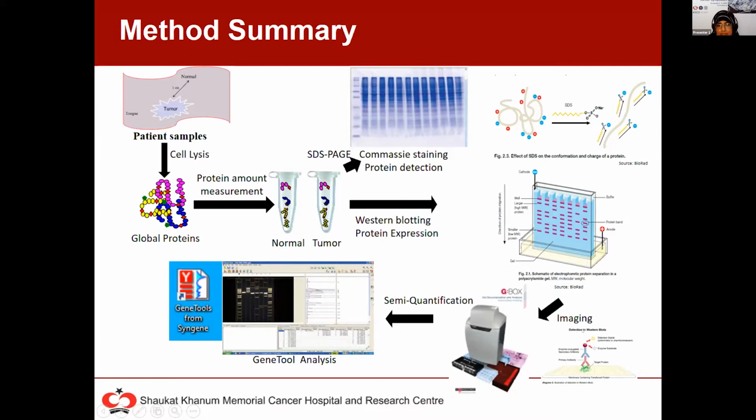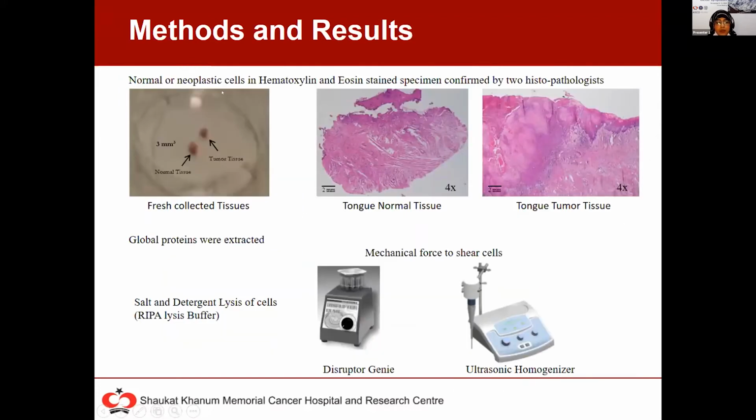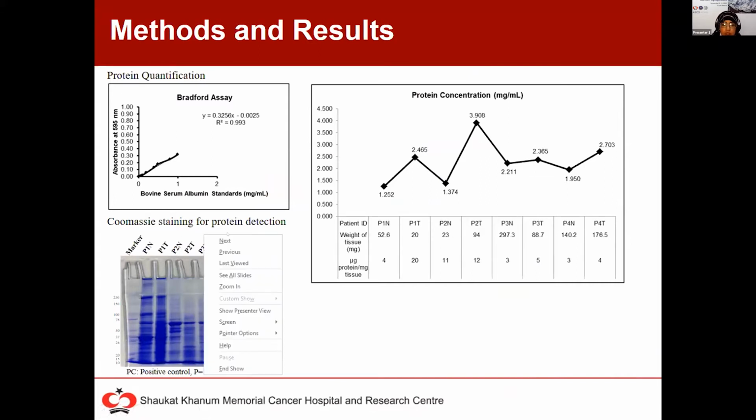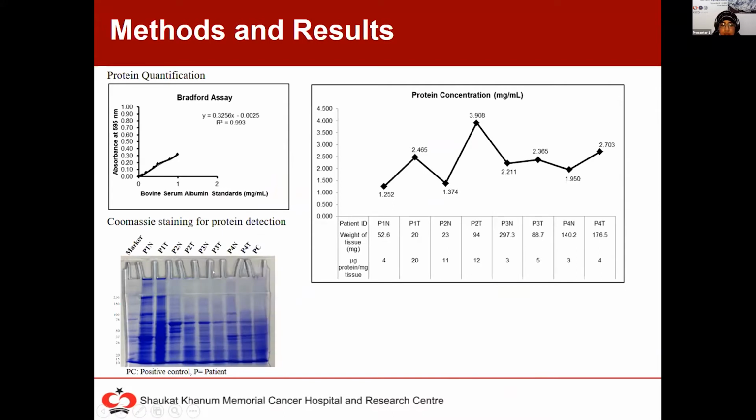We added the ECL Prime reagent to the blot. It fluoresces the bands, which can be calculated by GBox GeneTools analysis. Normal or neoplastic cells in H&E stained specimens were confirmed by 2 histopathologists. Global proteins were extracted by chemical and mechanical force to shear the cells. We performed the Bradford assay for protein quantification, and chemistry staining was performed for protein detection and to see the equal loading of protein.